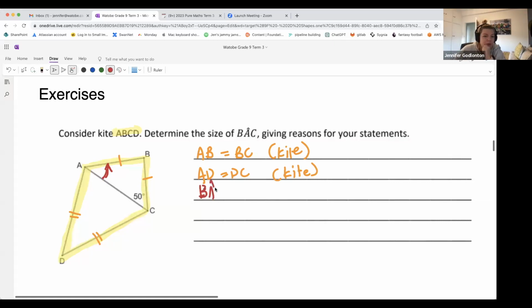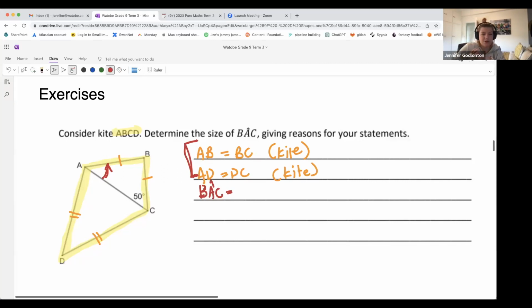Ma'am, it says consider the kite ABCD. Is it fine if instead of writing AB equals BC and then writing the reason, you solve the whole thing and then put the statement at the end? You would need to put that those sides are equal to each other before you use the reason of it being an isosceles triangle, because otherwise you haven't stated that you know that it's an isosceles triangle. So writing these steps up first is super, super important. Oh, okay. Thank you, ma'am. No problem.